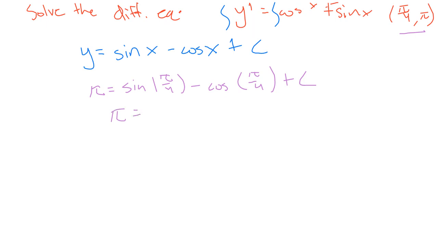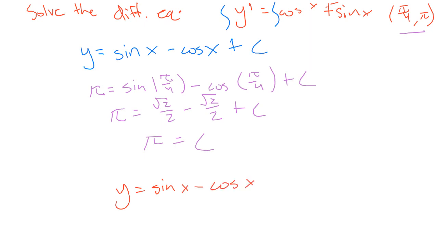So then we get pi equals, we know the sine of pi over 4 is just going to be square root of 2 over 2, minus the cosine of pi over 4, which is once again square root of 2 over 2, plus c, which will then cancel out to give us pi equals c. So therefore, our particular solution is going to be y equals sine of x minus cosine of x plus c.